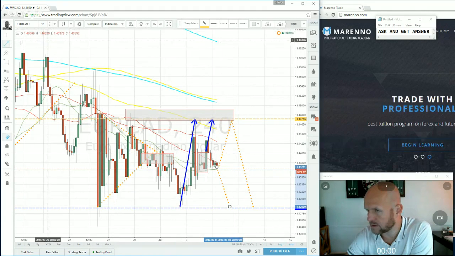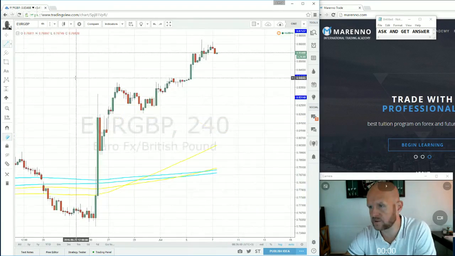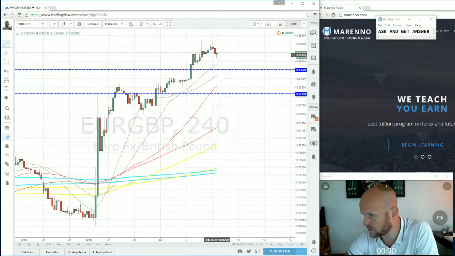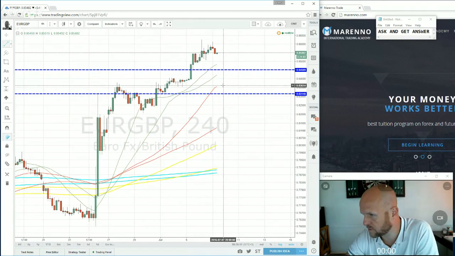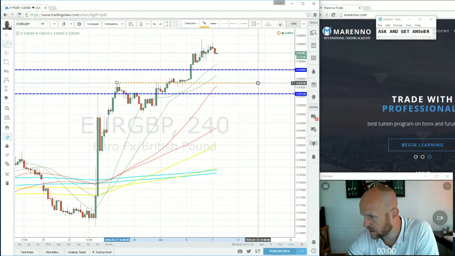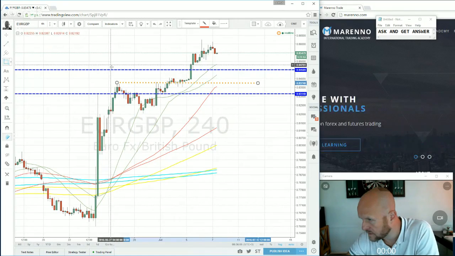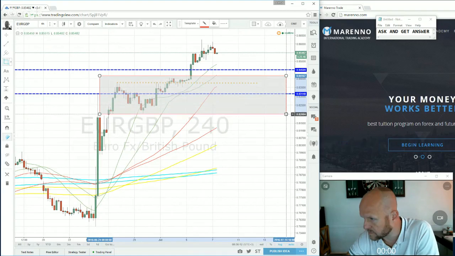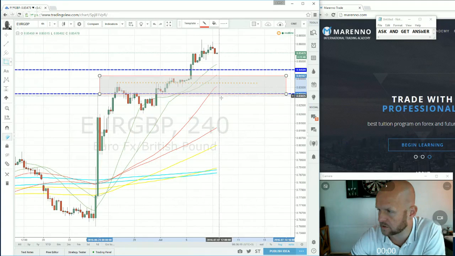Okay, so let's go further. So it's euro pound. Euro pound is going up at the moment. What I think is possible to happen, we do have a level here. As you can see, I have already kind of marked this area. First of all, this one is an area for a potential reversal.